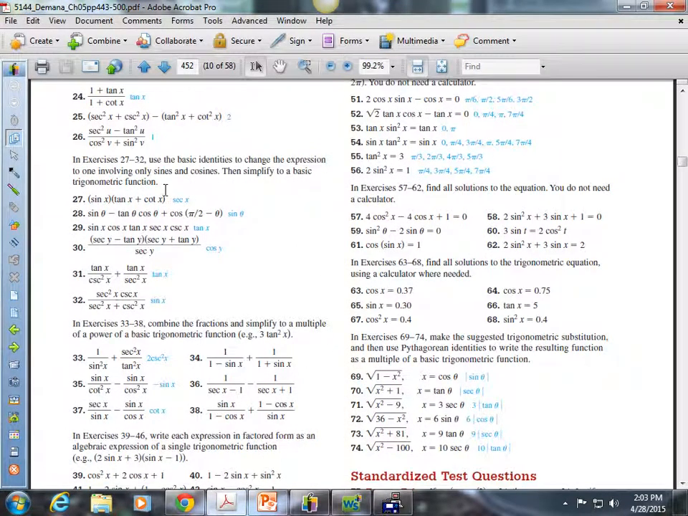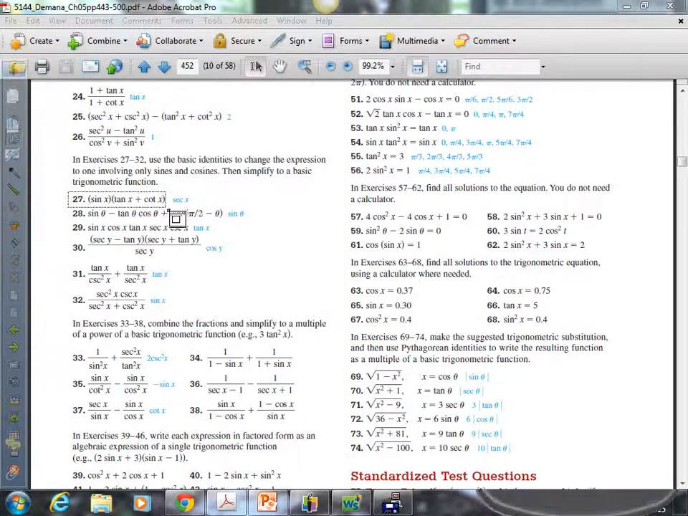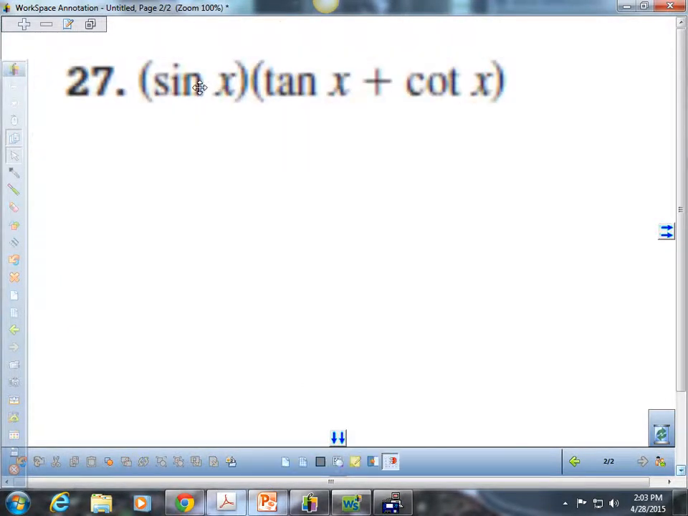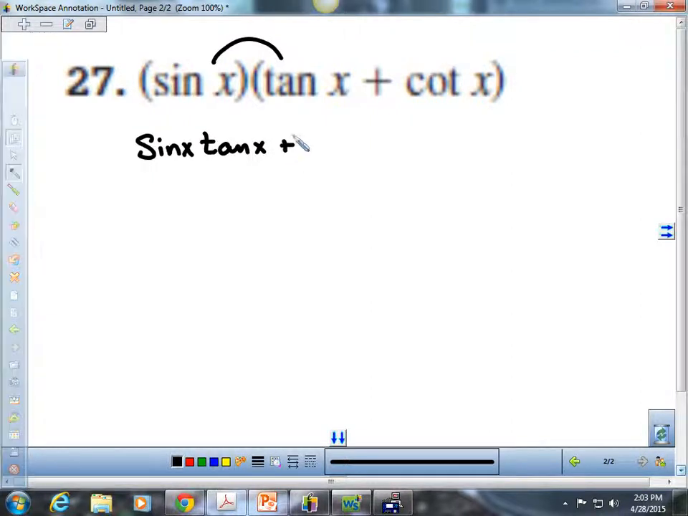Number 27: using basic identities, simplify it down ultimately to a basic trig function. Looking at 27, what's indicated to do? Distribute. A multiplication here is shown. So what is sine x times tangent x? Sine x tangent x. Will, if you changed everything first, you're ultimately going to get the same answer, it's probably just going to be longer than what I've done here. Plus what? Sine x cot x.